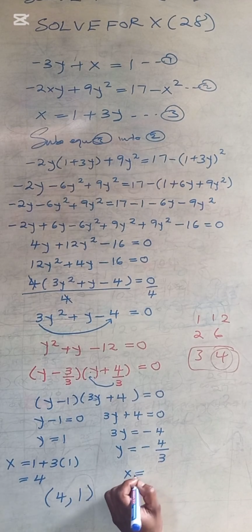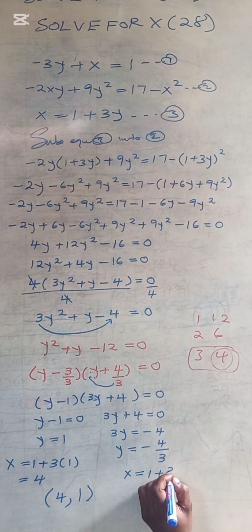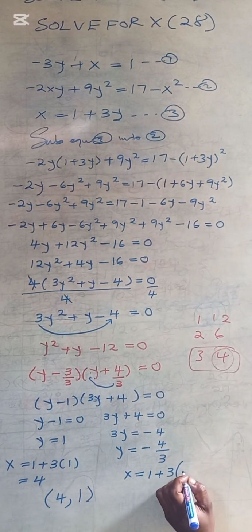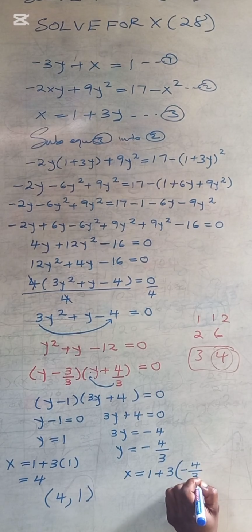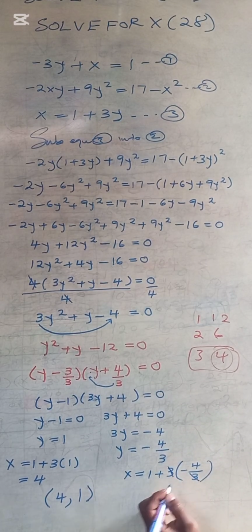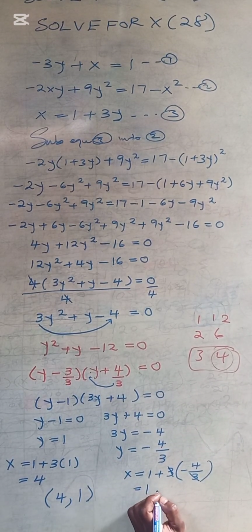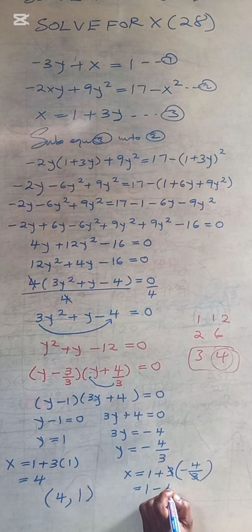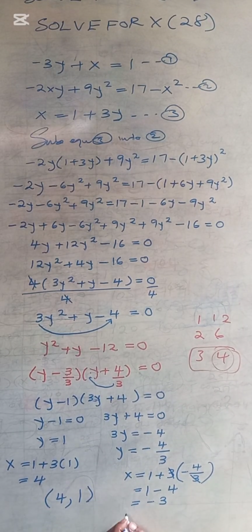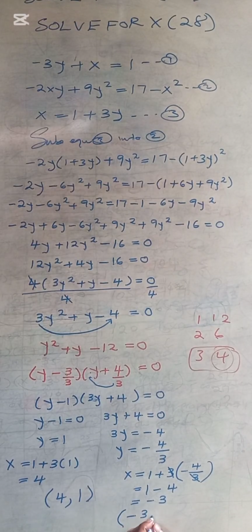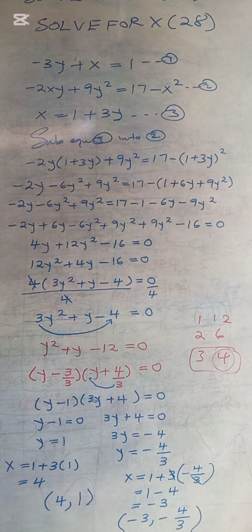So x is equal to 1 plus 3 into minus 4 over 3. This one will go with this one. Therefore, we have 1, positive by negative is negative, minus 4. This one will be negative 3, right? So the pair of coordinates is negative 3, negative 4 over 3, right?